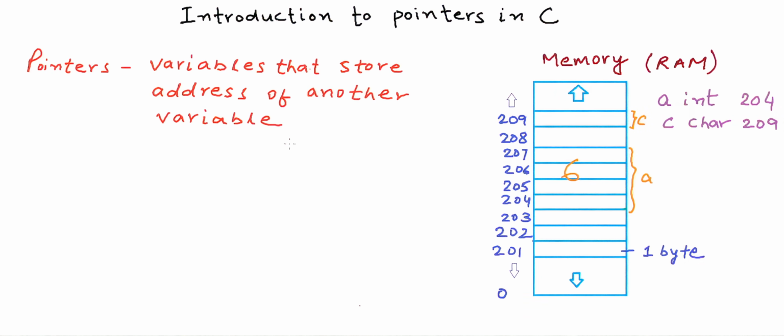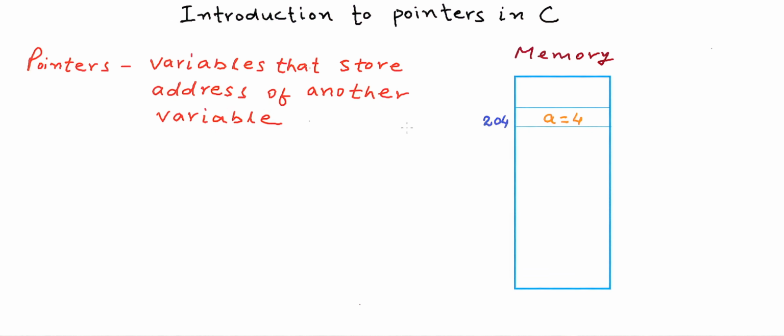Pointers are variables that store the address of another variable. And to make you understand this a little better, I'll redraw a couple of these things. Let us say we have a block of 4 bytes at address 204 that stores an integer variable a.